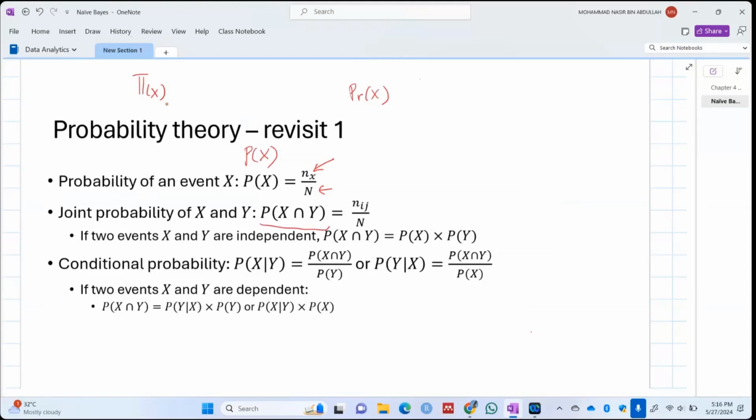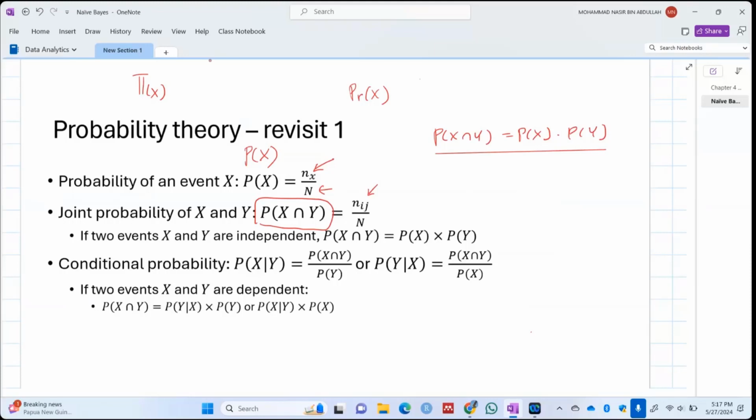The intersection formula: the symbol for intersection of X and Y is X intersect Y, which is the number of outcomes for both X and Y divided by the total number of outcomes. Can you understand this? Very simple, right? If two events X and Y are independent, the probability of X intersect Y is equal to the probability of X multiplied by the probability of Y. We're going to use this concept in the naive Bayes classifier.